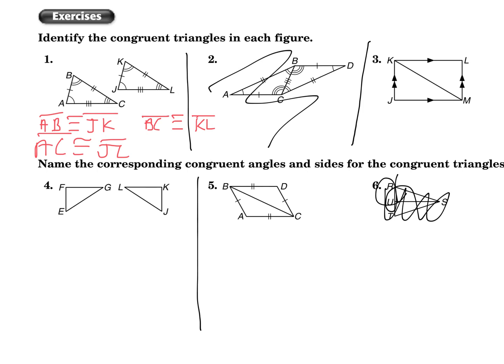Now we have to do the angles. I'm going to overflow into the area where number 2 is. We know angle B, because of these two lines, is congruent to angle K. So angle B is congruent to angle K. We know that angle A is congruent to angle J. And what one did I miss? Angle L is congruent to angle C.